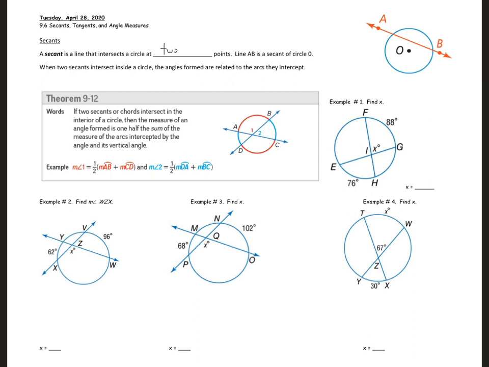So let's take a look at example number 1. It says I need to find the value of x. Well, if I take a look, I'm going to see that x is equal to 1/2 the measure of the two arcs that it swoops out, 88 plus 76. So I could do a half of each one of these and then add them together, or I could add the parentheses. So half of 164, I get x is equal to 82 degrees.